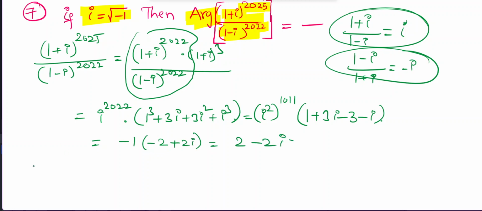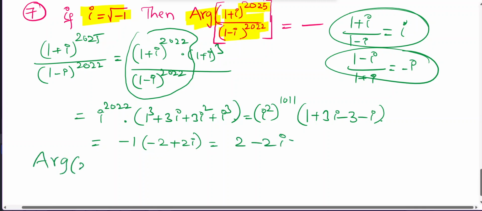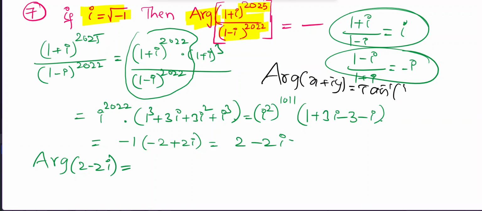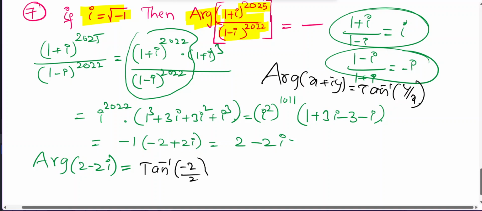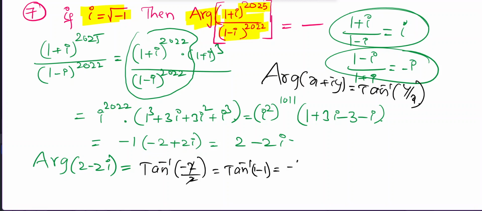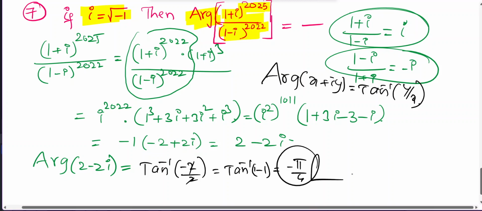Now we find the argument of this value, the argument of 2 minus 2i. The formula is: argument of x plus iy is equal to tan inverse of y by x. So this is tan inverse of minus 2 by 2, the 2s cancel, that is equal to tan inverse of minus 1. So tan inverse of minus 1 is equal to minus pi by 4. This is the argument of the given problem.